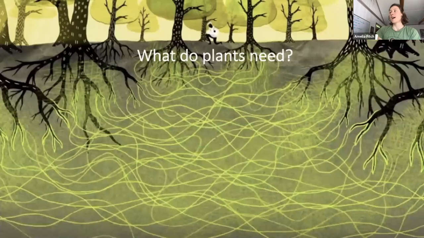Okay, so we're gonna take just a 2 minute independent thinking break to think about what plants need. So just pause the video for a minute or two, and everyone write down a few things that you can think of that plants need, and then resume when you're ready.